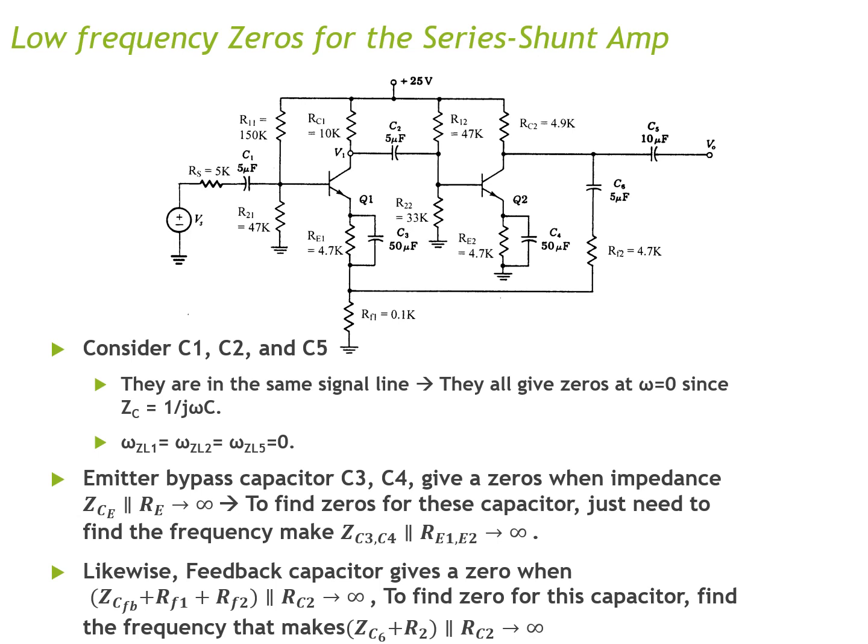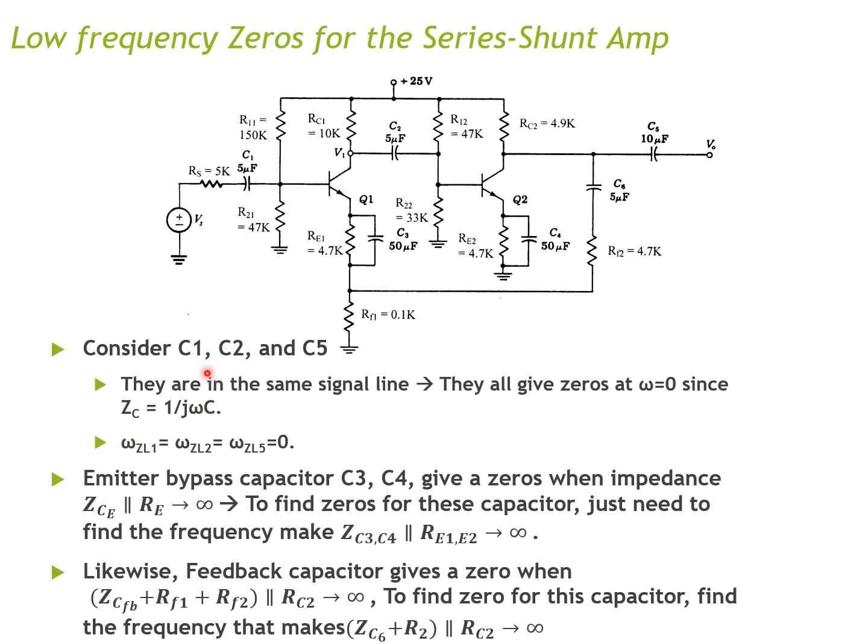Now for the low frequency zeros. Now we have C1, C2, and C5. They are basically in the same signal line, and they will give a zero at omega equals zero, since we have the equation impedance like this.